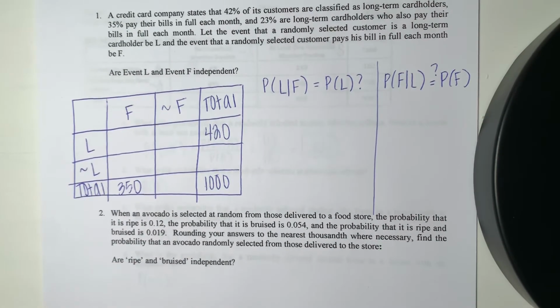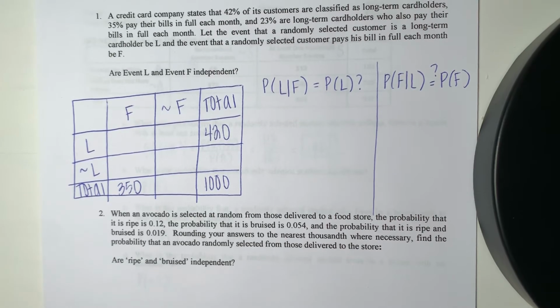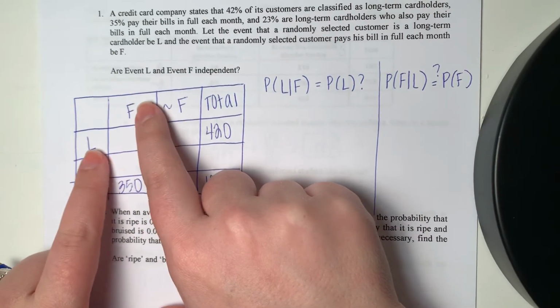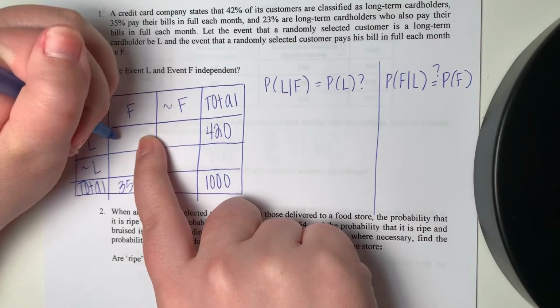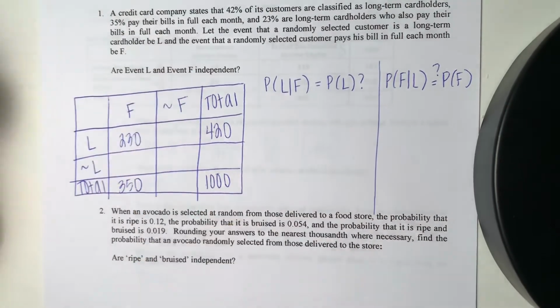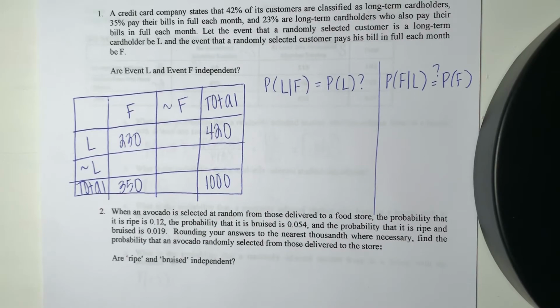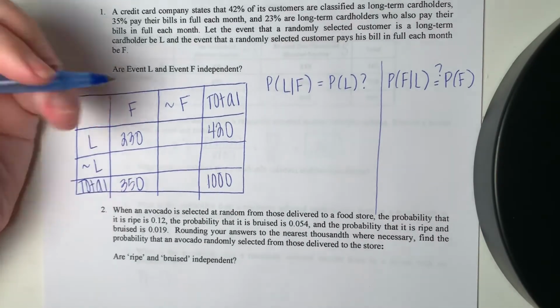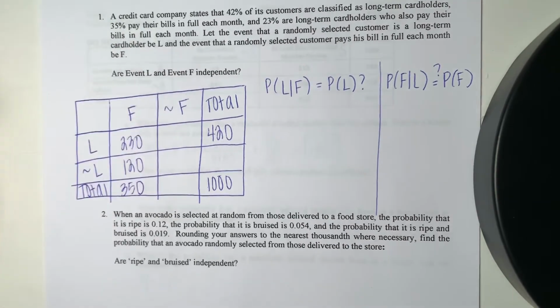And then it says that 23% are long-term cardholders who also pay their bills in full each month. So that would be L and F, which is going to be here. 23% would be 230. And this is all the information I need to fill everything else in. Okay. So 350 minus 230, this is going to be 120.